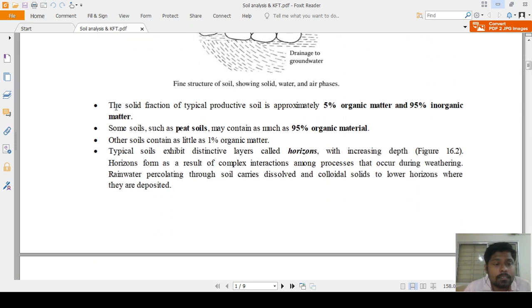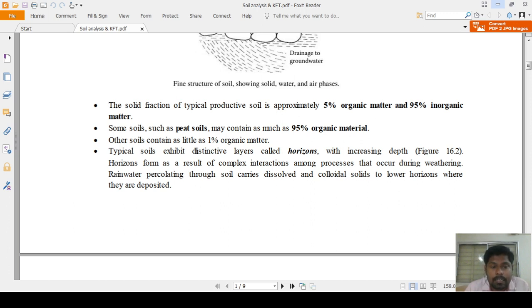Among that, the solid fraction of a typical productive soil is approximately 5% organic matter and 95% inorganic matter. Some soils, like peat soils, may contain 95% organic materials. Other soils contain as little as 1% organic matter.